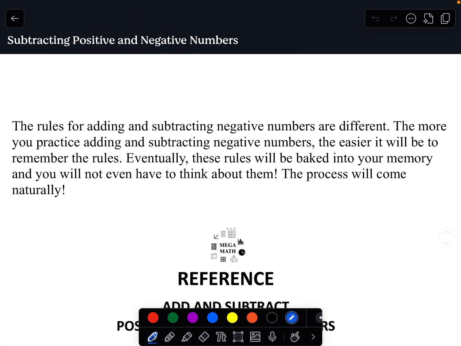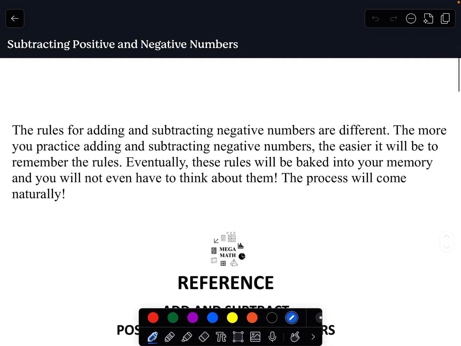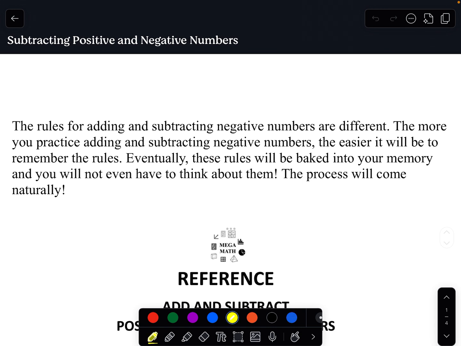What's up, mathematicians? Today we're talking about subtracting positive and negative numbers. So, this is an important point. I want to highlight it. The rules for adding and subtracting negative numbers are different.